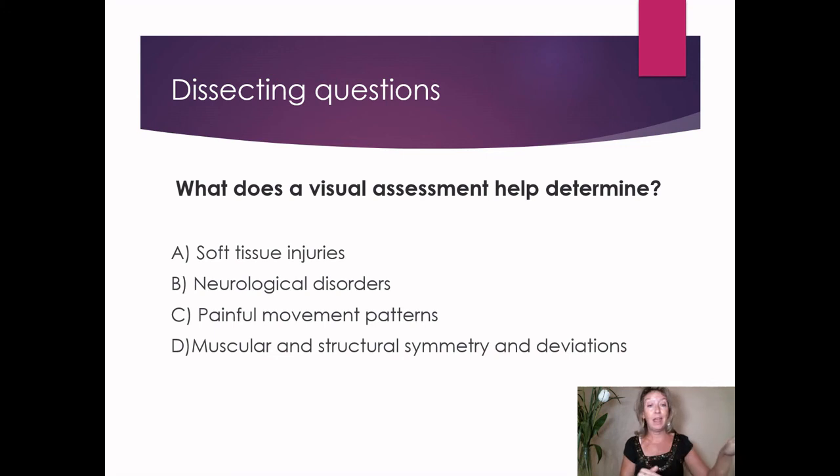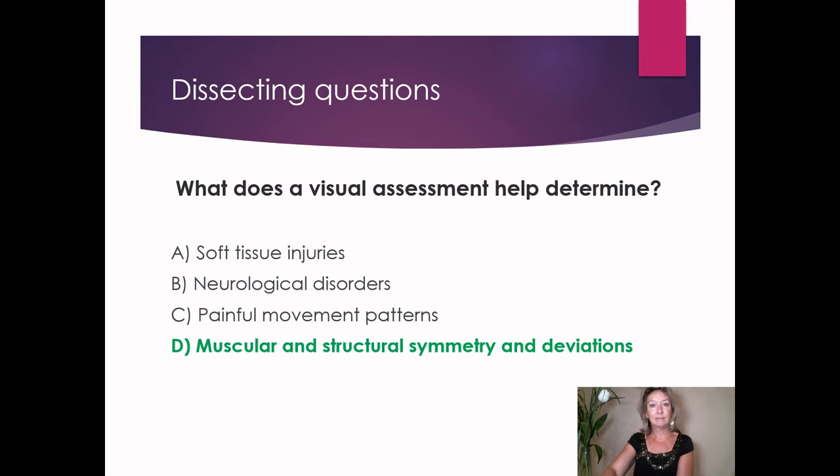All right. What does a visual assessment help us determine? We're going to take out A. No. We're going to take out C. Oh, no, we're going to take out B, right? So A and B are out, C and D are a possibility. Painful movement patterns, muscular and structural symmetry and deviation. Best answer? You decide. Best answer, muscular and structural symmetry and deviations.